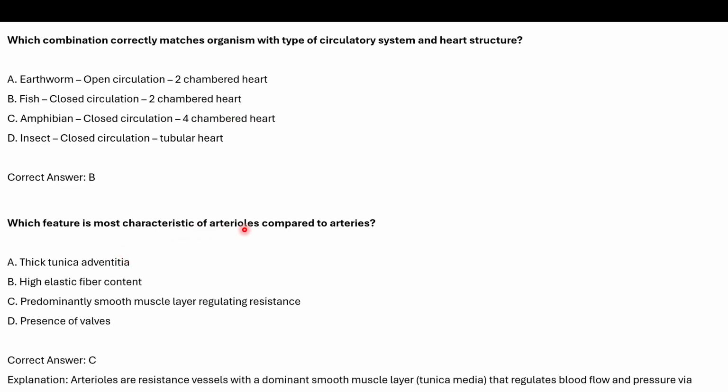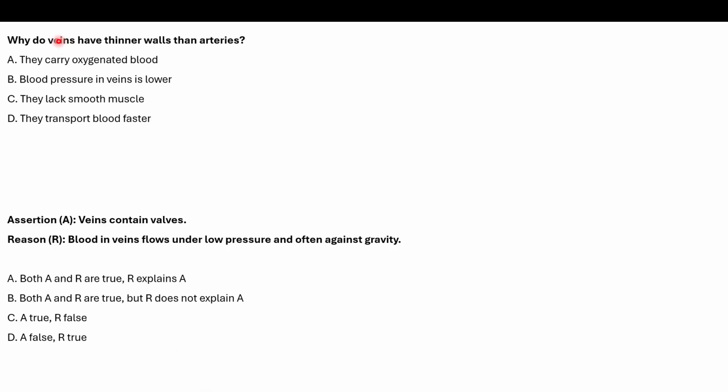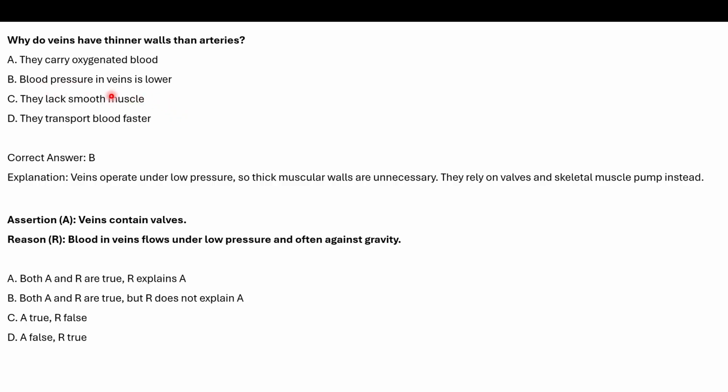Which feature is the most characteristic of arterioles as compared to arteries? Arterioles have a lining of smooth muscles and act as resistance vessels, helping in regulating the blood flow and pressure via vasoconstriction and dilation. Why do veins have thinner walls than arteries? The reason is that they carry blood from the body to the heart, right?